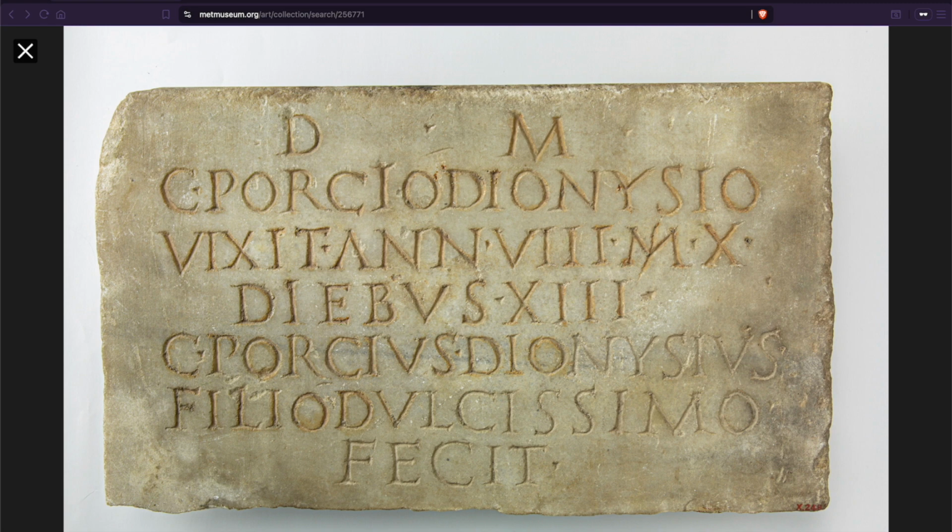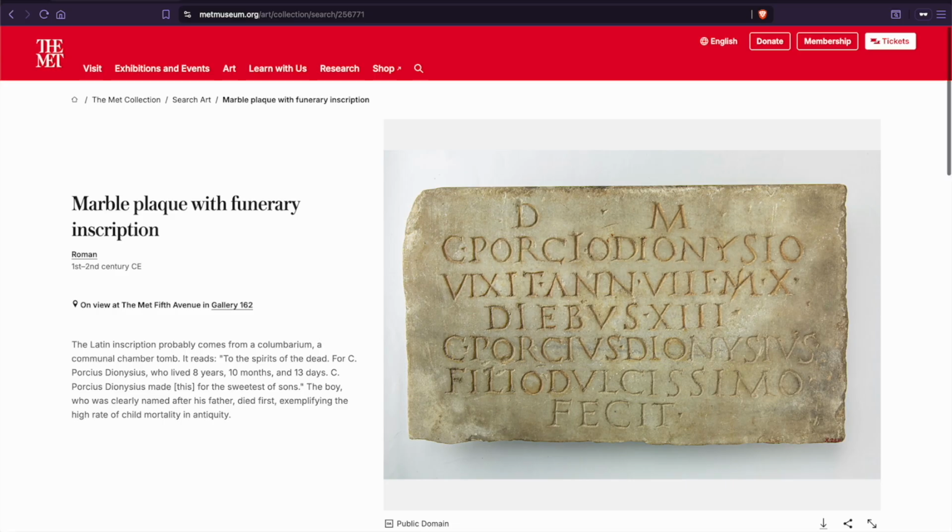I'm going to break down the grammar and also explain the general structure that you can expect to find in this kind of plaque. So you will see the next plaque you want to read will be easier once you have all this information. This plaque right here I found, as you can see, on the website of the Metropolitan Museum.